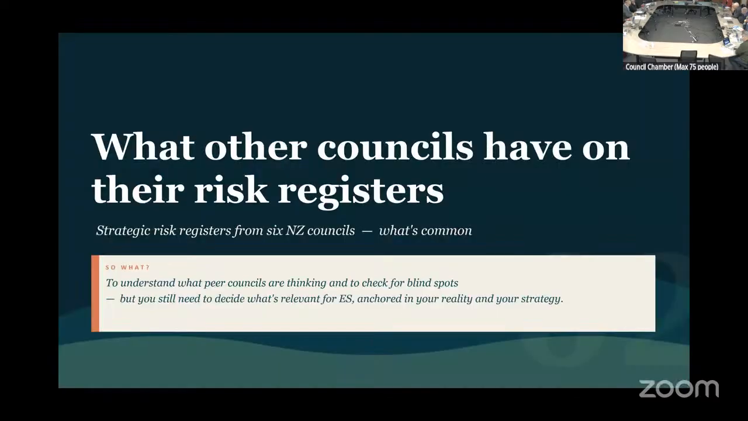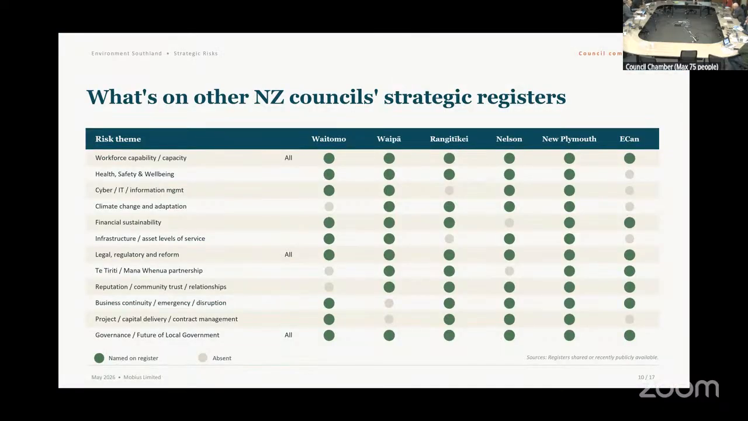If we very quickly have a look at what other councils have on their risk registers, these were the ones that were either publicly available or shared with us. It is only 6, but it gives you a view again that there are some common things around workforce capability and capacity, legal reform, and the future of local government. There are some that are not mentioned, but that doesn't mean they're not important for those councils. Probably what it means is that they're dealing with them more at an operational level than as a strategic risk that comes up to governance.